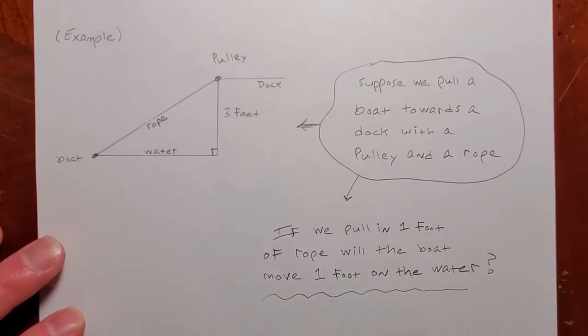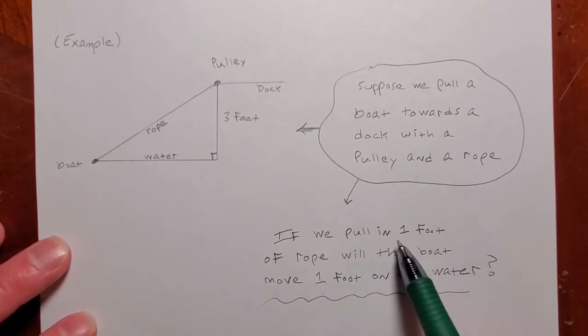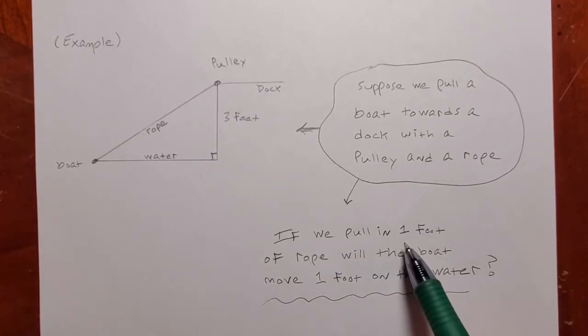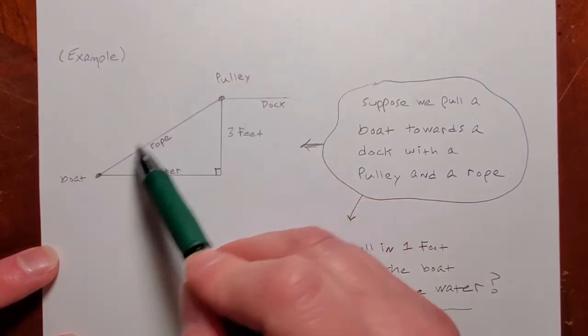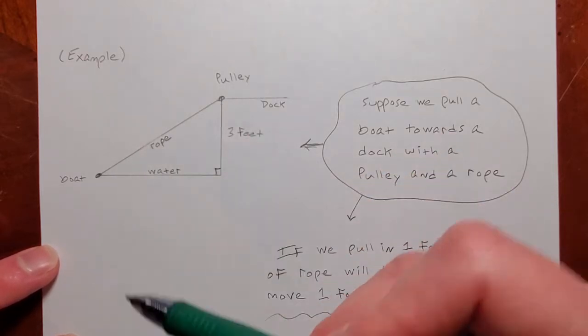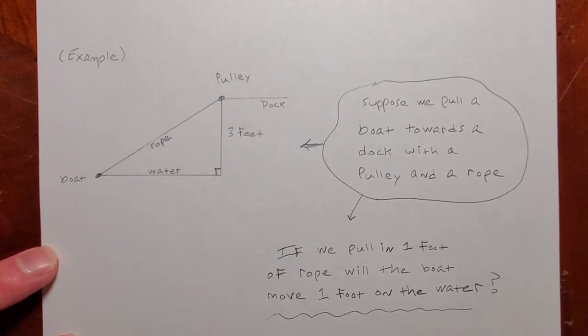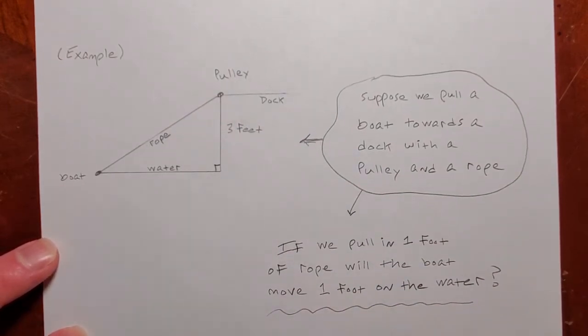So, where's calculus come in? All right, well, here's what I'm curious about. Let's suppose that, just for the sake of example, we reel in the rope 1 foot, total distance. Okay? So the rope's so many feet, we reel it in and it's 1 foot shorter. So we pull in 1 foot of rope. How far will the boat move on the water?